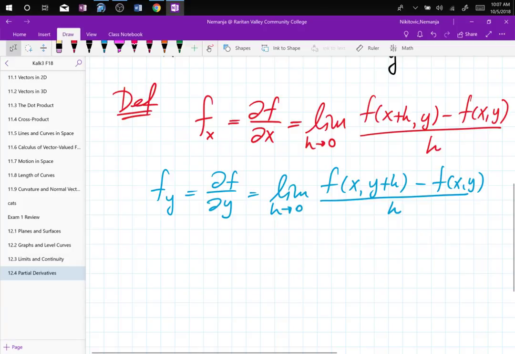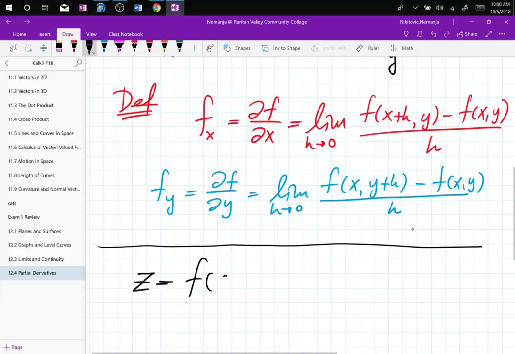Well, now we are going to do the same thing. We are going to learn how to take the partial derivatives of these functions without actually working the limit. And that's something that we need to practice a little bit. So our new functions are z equals f of x, y. This is what we've been studying since the beginning of chapter 12.